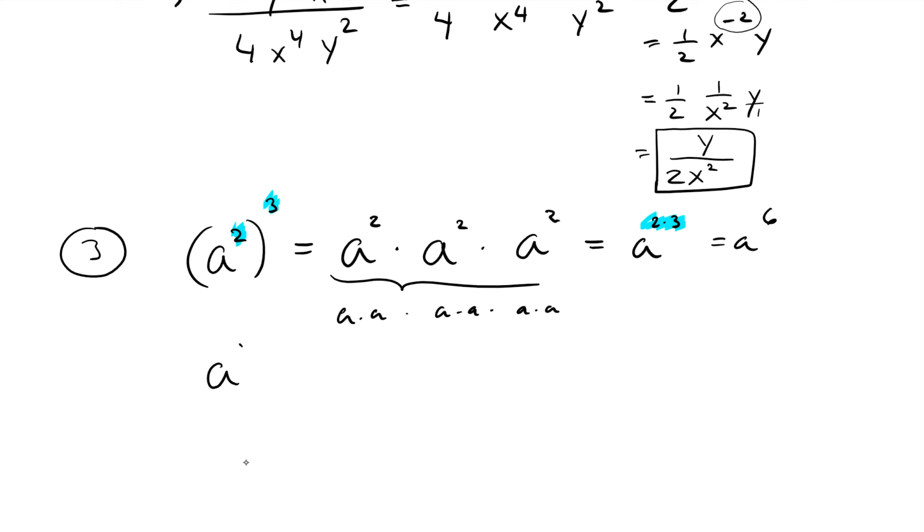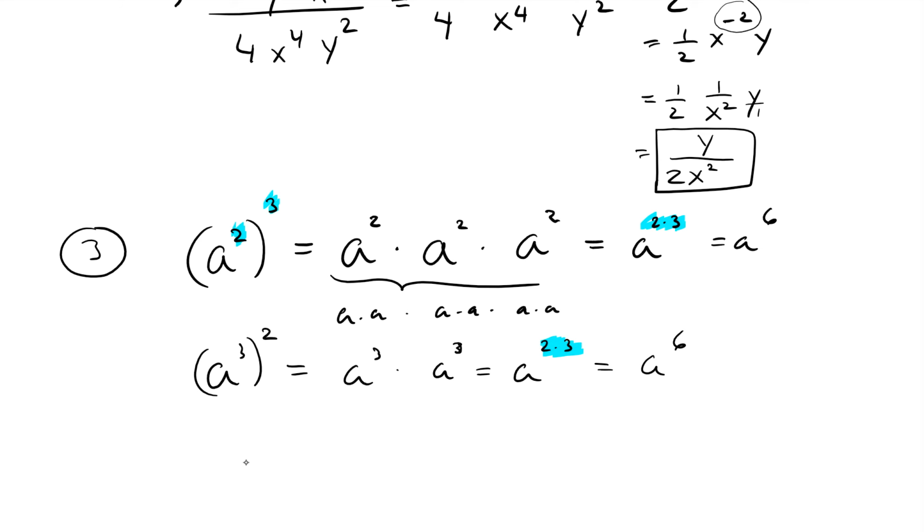Similarly, if I have a to the 3 squared, well, that would be a to the 3 times a to the 3. Just twice, right? A to the 3 times a to the 3, so it's repeated twice. So I have what? 2 times 3 for my exponent. So same thing as before, and this is 6 again.